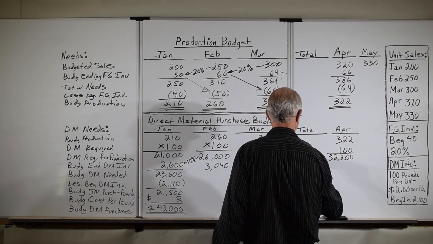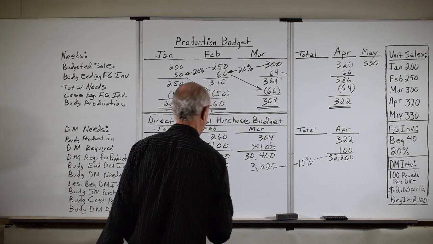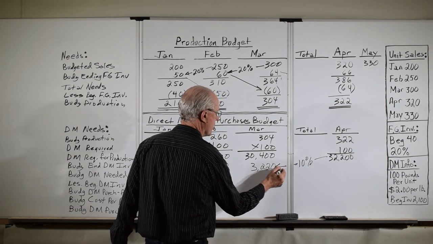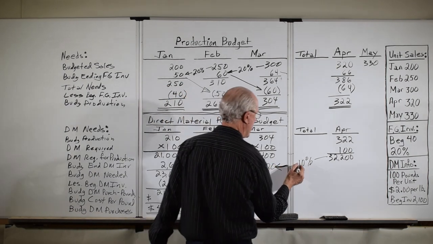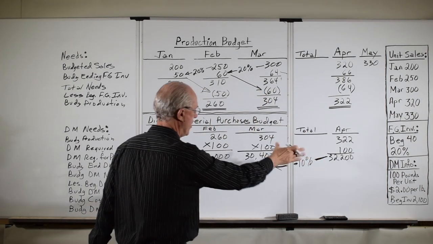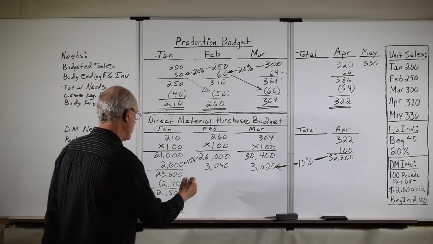I'll just show this temporarily. 10% of the direct material required for production for April. I'm just going to show this temporarily because in a moment, I'll be filling in the total columns here and I'll erase that arrow in order to do it. So let's go back over here.